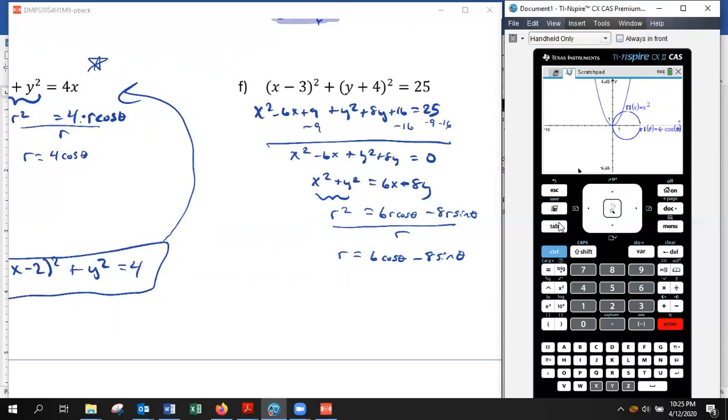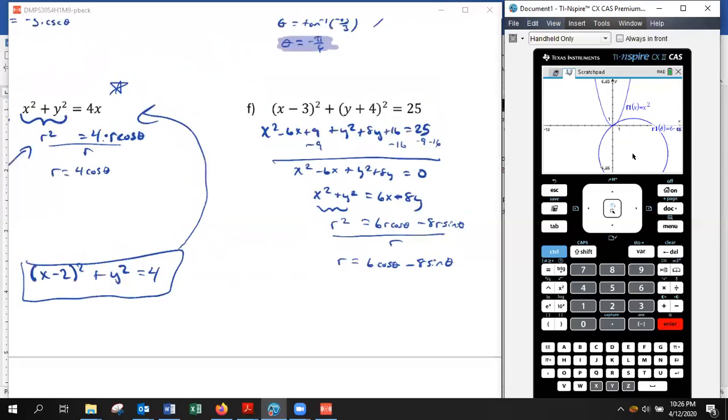So let's go ahead and put that into our equation. So r ends up being 6 cosine theta, and then minus 8 sine theta. Let's get that theta in there. And boom. Once again, we do have a circle centered at roughly 3, -4 with a radius of 5. So I believe we're on the right track. Yay, we've gone from rectangular to polar.